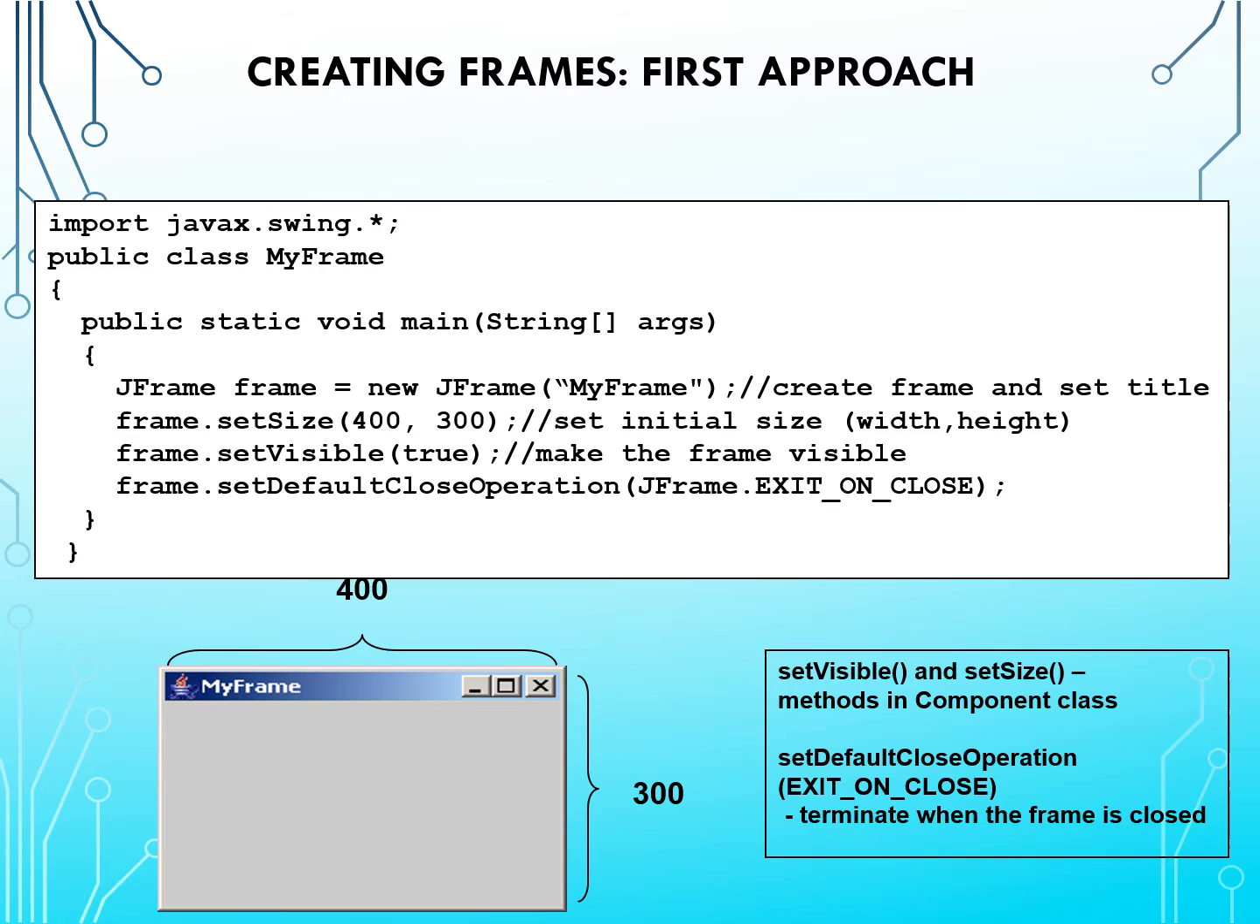And then you have to set visible to true, meaning that when you run it, it should be visible. And then set default close operation, meaning that when you press the X button it will close. So this is manual, you have to code it. Set visible is a method of the Component class. Alright, so this is where you code it without any help from the tool.